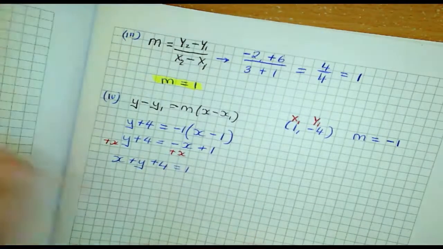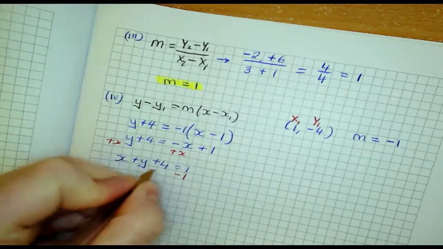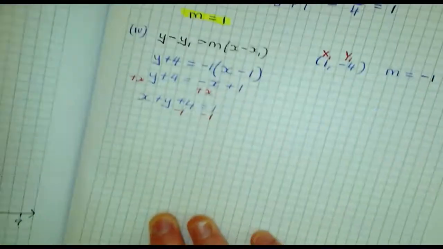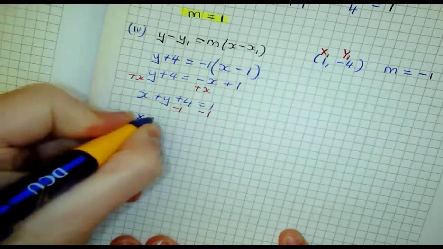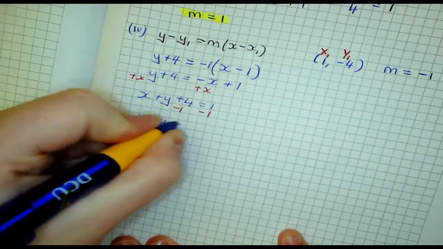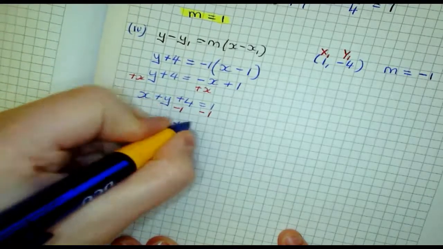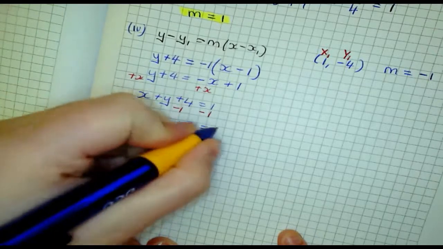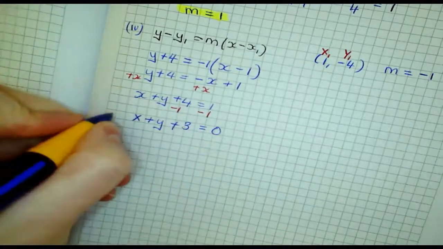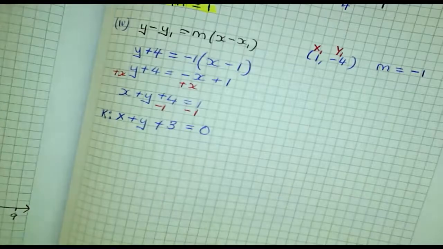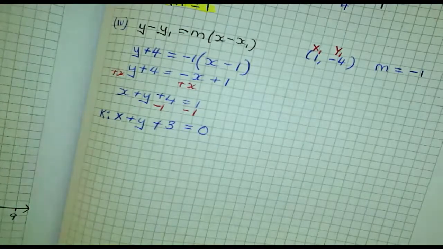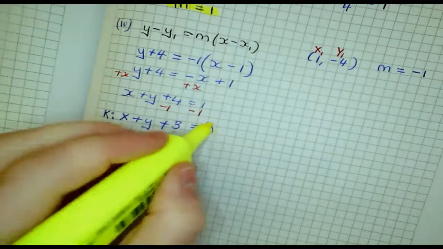So then I need to get rid of that 1. So I take away 1 from both sides. And my answer here is x plus y plus 4 minus 1 is 3, is equal to 1 minus 1 is 0. So that's my k. Hopefully we all got that.